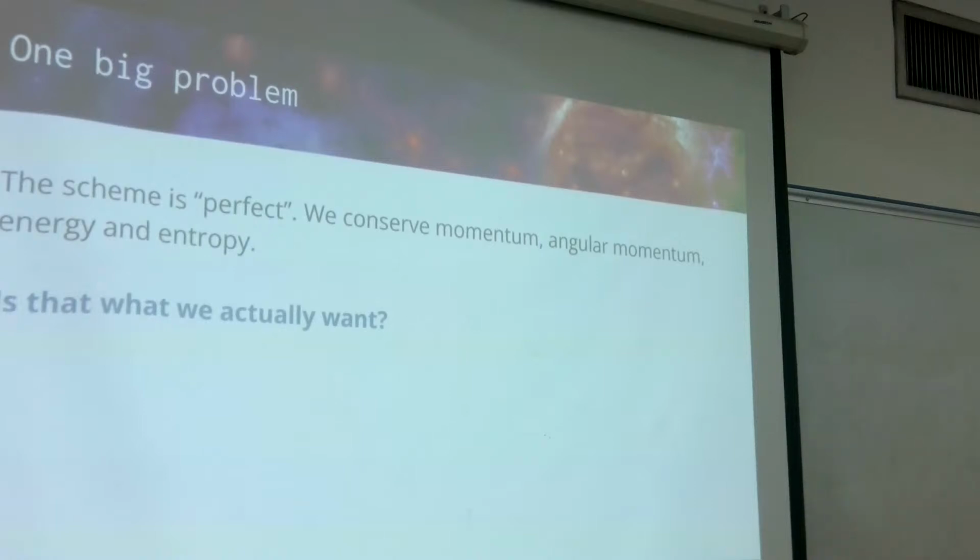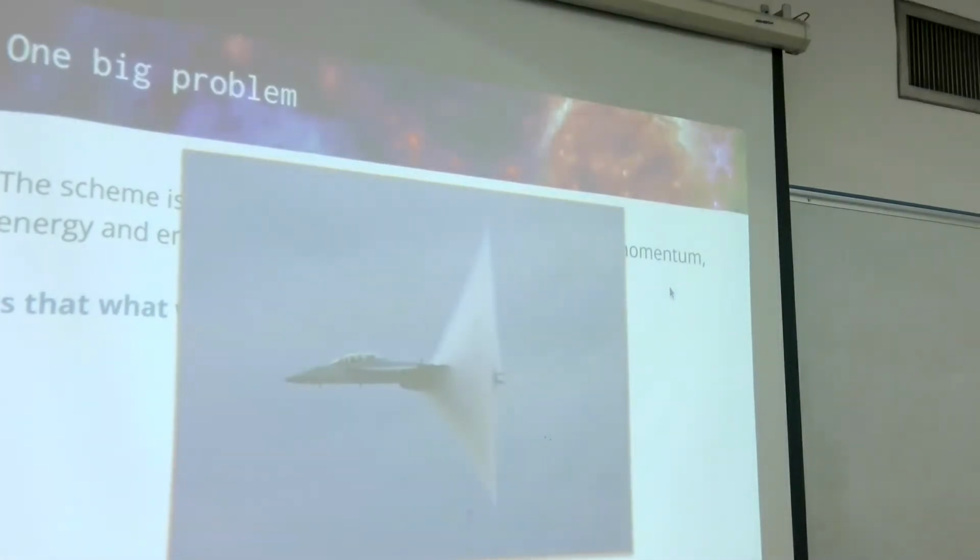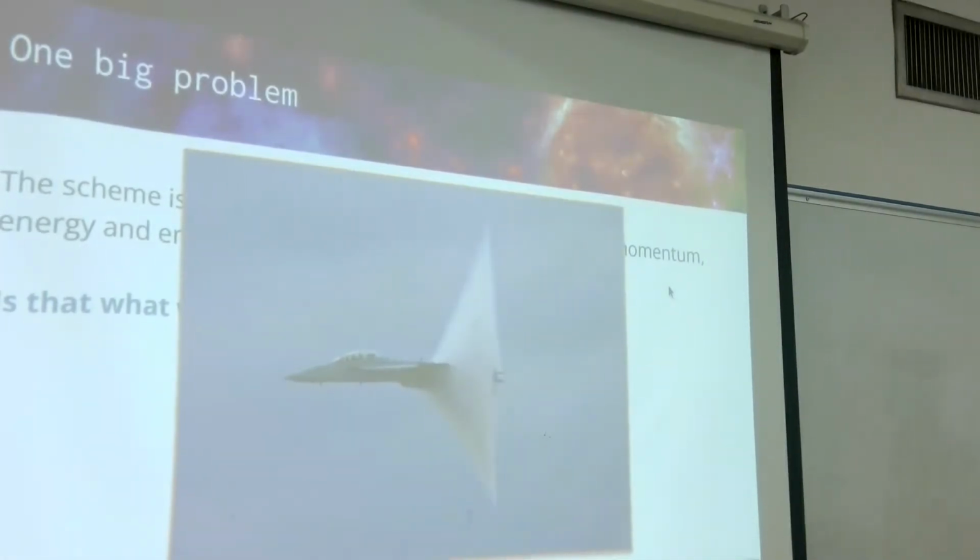And I think the answer you expect from me is no. That's not what we want. We need to do something more. In particular, this kind of thing can happen. It's just an extreme example of a shock. So you have something very fast. Here you have just a plane crossing the sound barrier, for instance, and that's creating a very instantaneous change in entropy, which we call a shock.